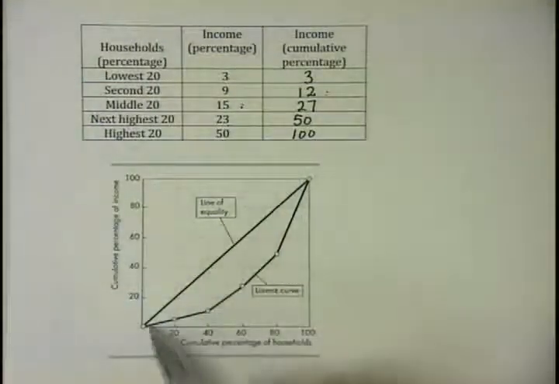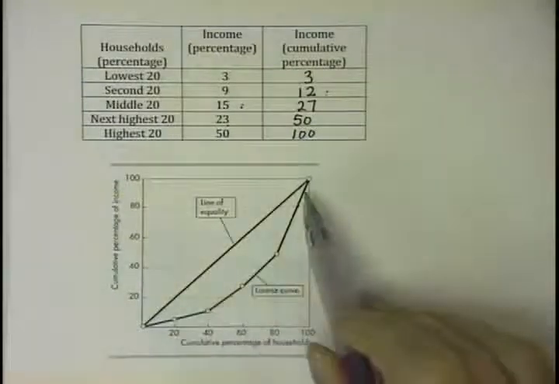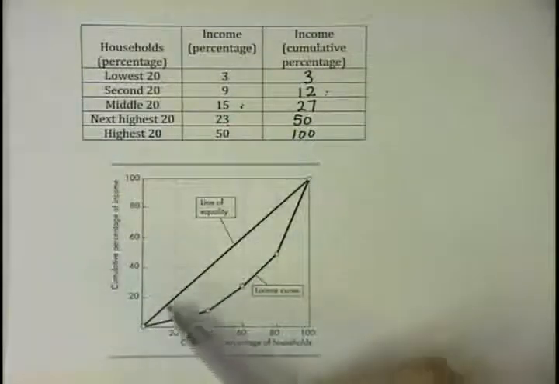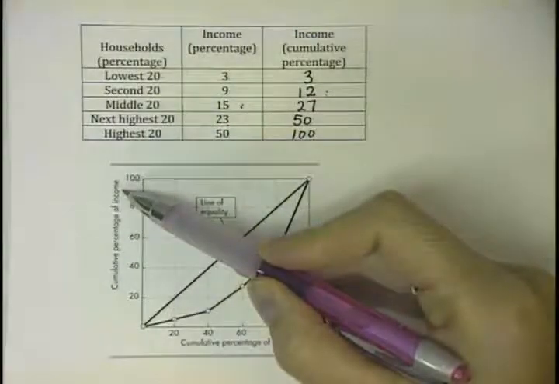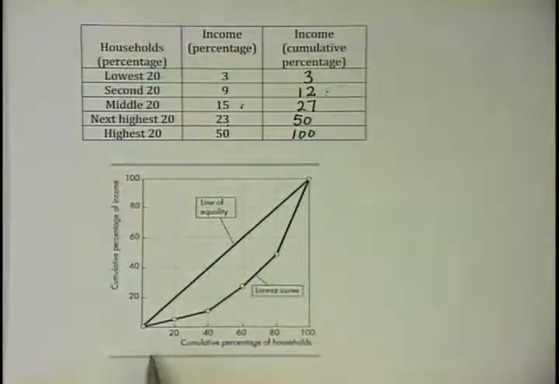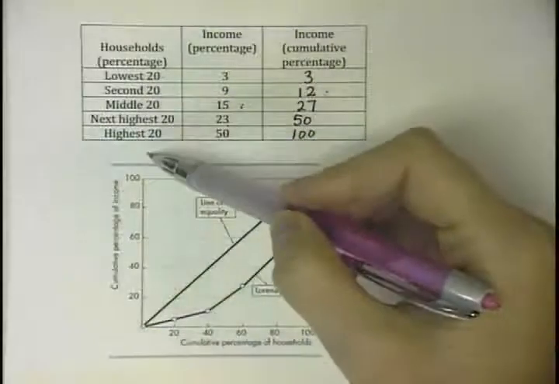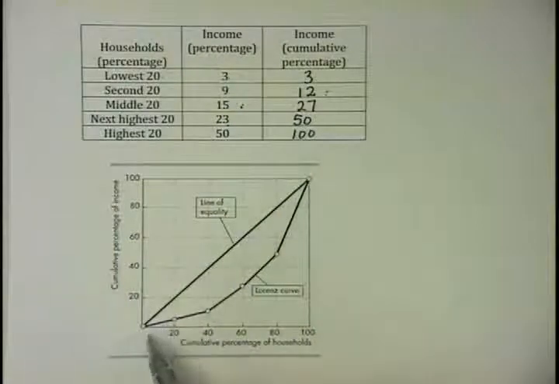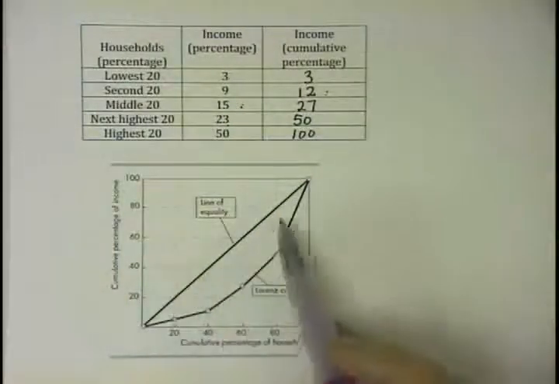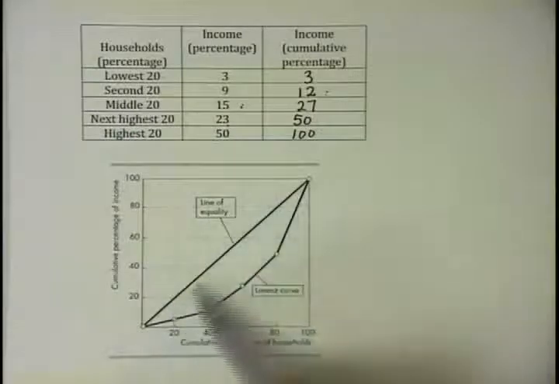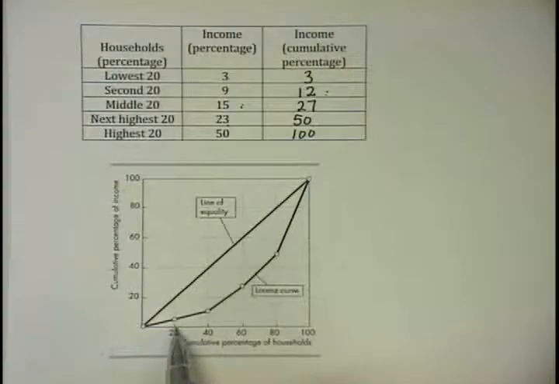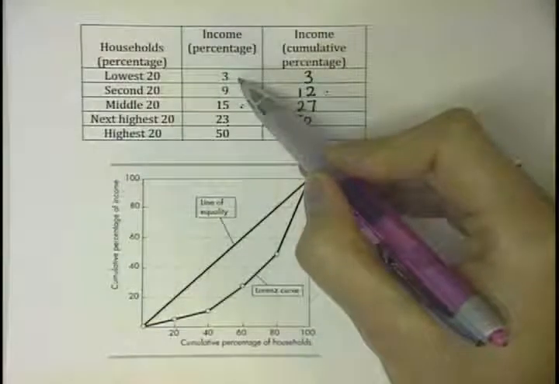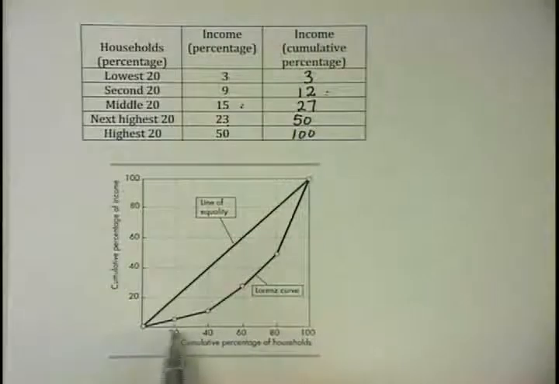So this curve down here is called our Lorenz curve. And we have on here what's called the line of equality. Here we're looking at the cumulative percentage of income, that's this column, and the cumulative percentage of households, that's this column. The line of equality says if everybody had the exact same amount of income, that's what it would look like. So here we have 20% of households. We had 3% for the lowest 20, so if we extended this over, that would be 3% there.